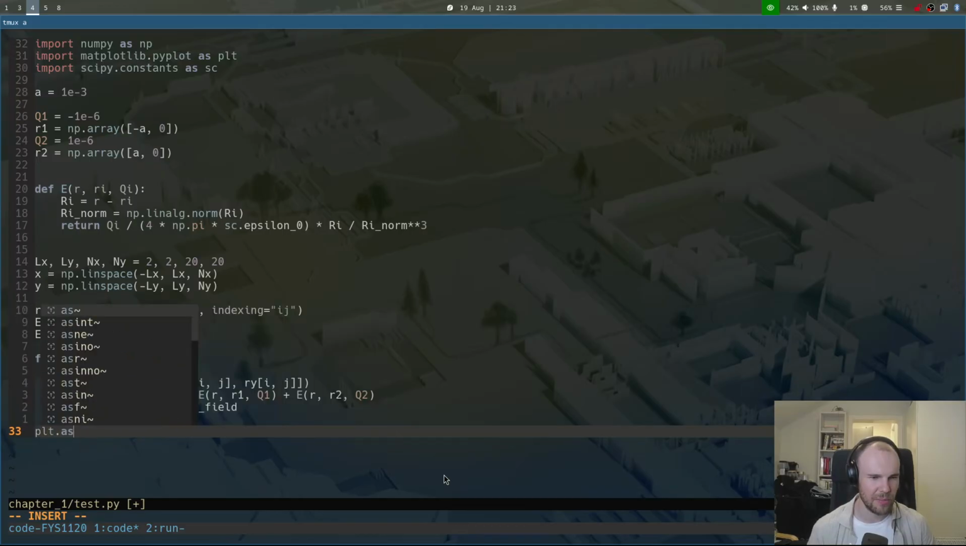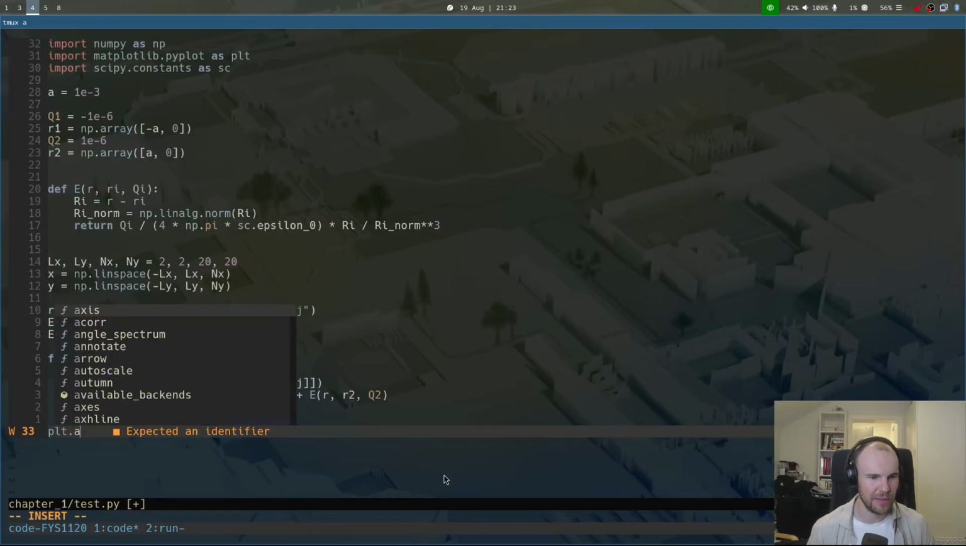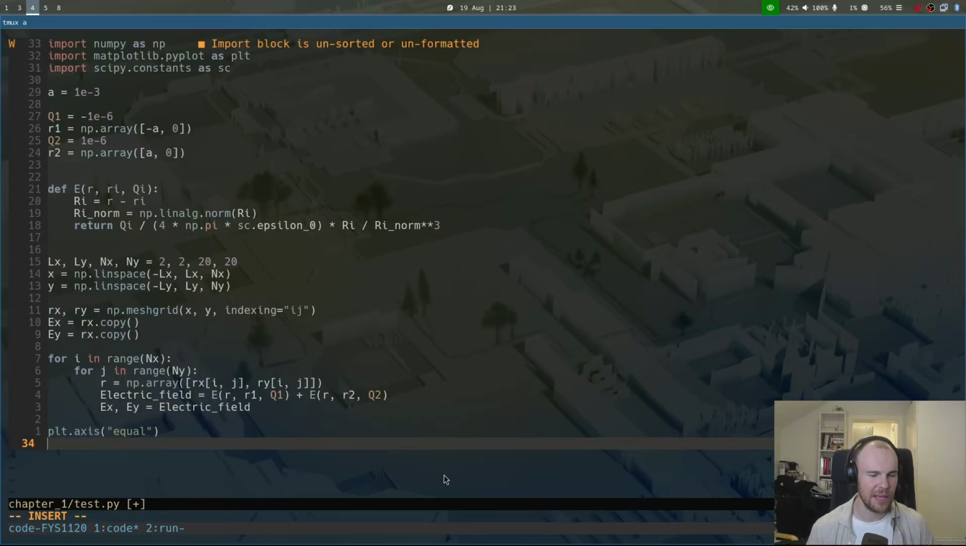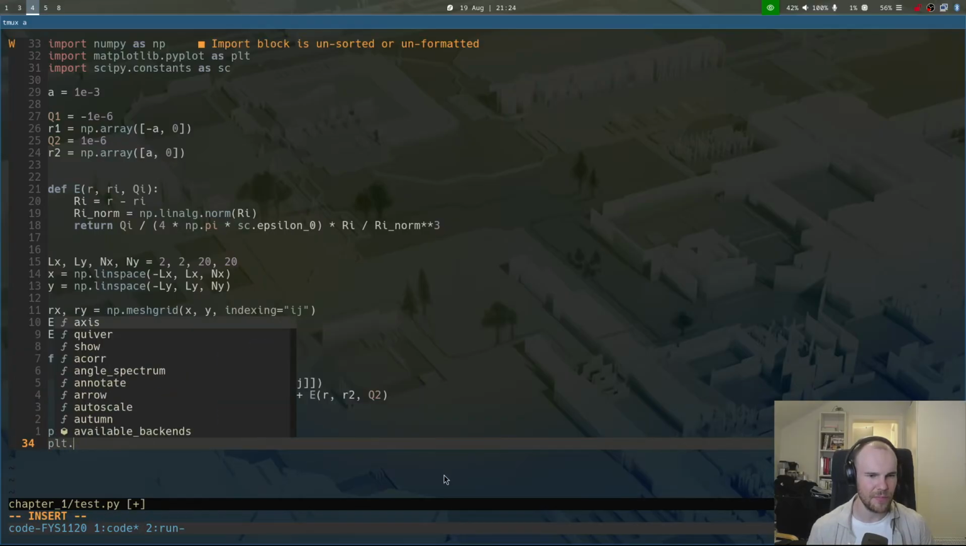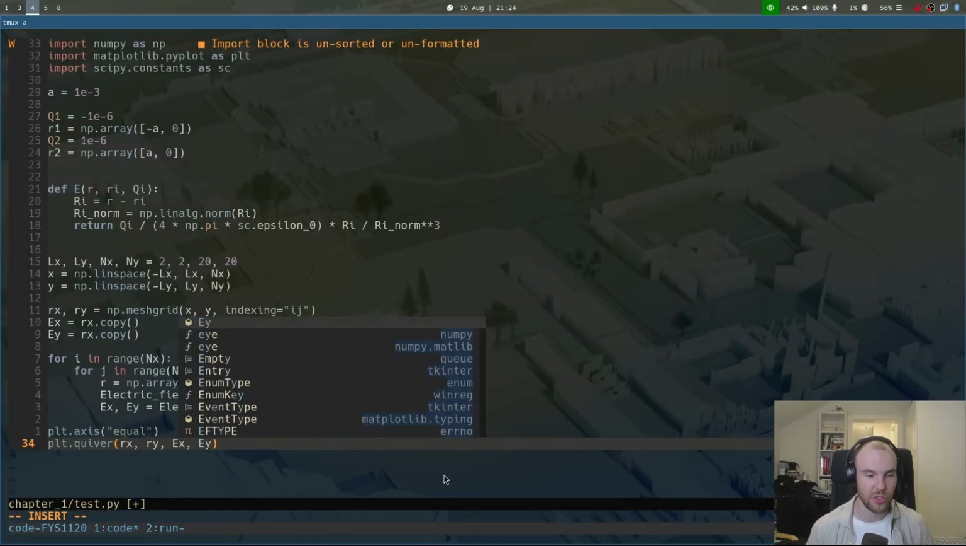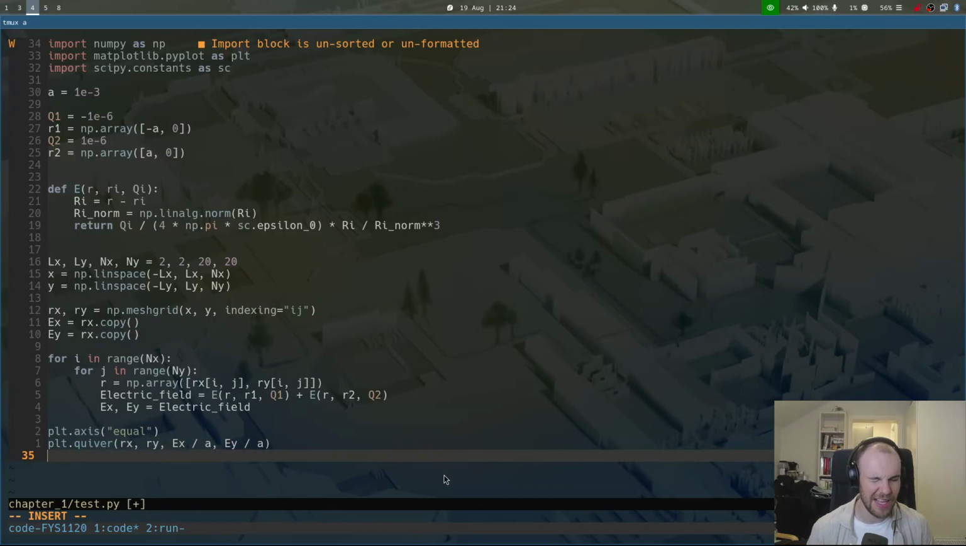We can just say plt dot. What did I do there? Did I import something stupid? No. plt.axis equal. I want that, and then I want plt.quiver. We have Rx, we have Ry, and then we have of course the contributions EX and EY. And just to make it a little simpler, you can divide by a, because the vectors get a little bit crazy. So you can divide by a, just to be a little bit clearer. Maybe we can be cool.